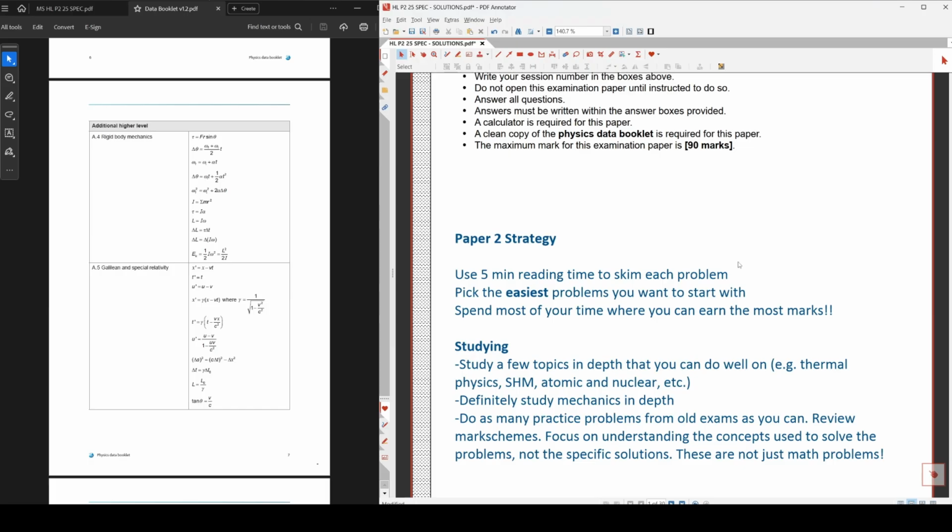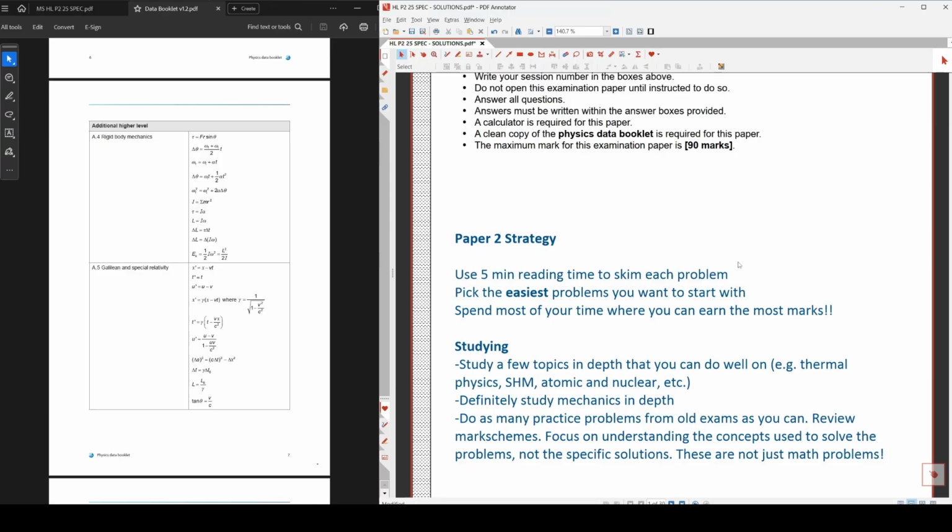So in terms of your strategy, it is unlikely that you're going to do every single thing on the paper two, and that's okay. Try to do as much of it as you can. You don't want to leave most of it blank, but you might leave some stuff blank, and that's okay.